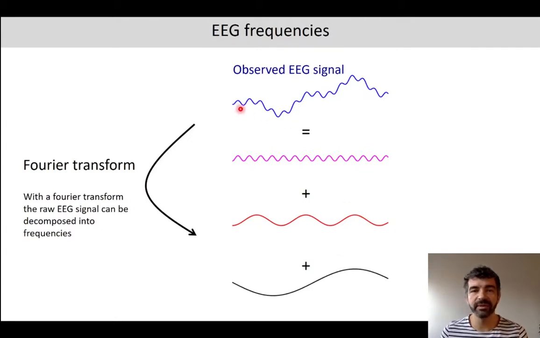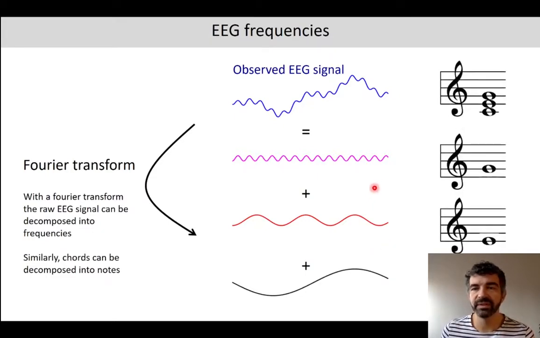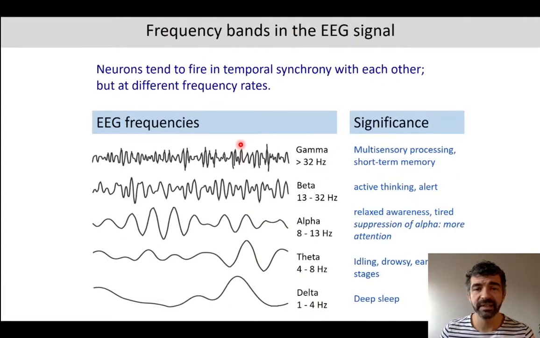So in this example, you can see this is actually a composition of 3 frequencies: this low amplitude high frequency, this higher amplitude medium frequency, and this very high amplitude low frequency. Similarly, this is like how you can decompose chords into notes. If you're into music, you will understand that we're talking about frequencies here as well, of course. So a combination of frequencies will maybe look like this. Okay, the meaningfulness of these frequencies we will go into detail now.